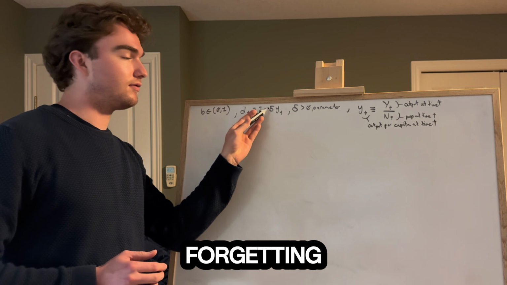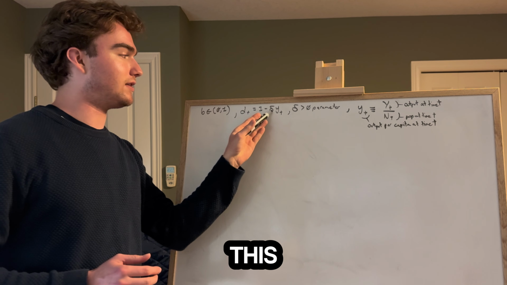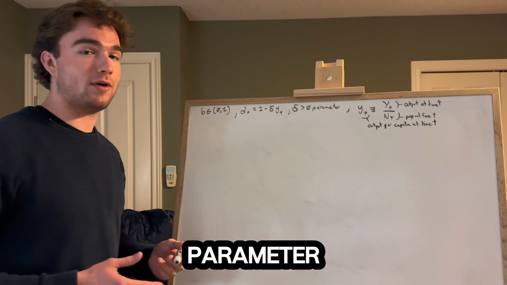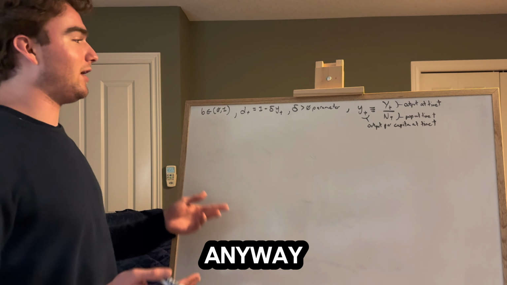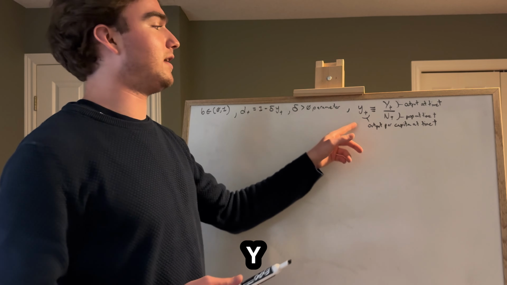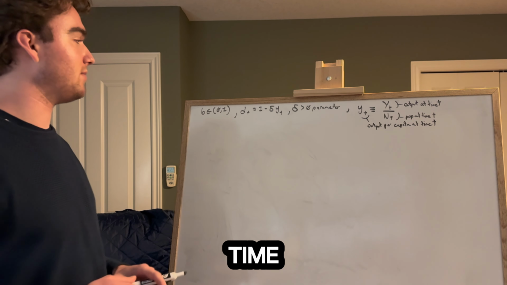I'm forgetting what this is. It's just a parameter, larger than 0. And then you have your Yt, your output per capita at time t.